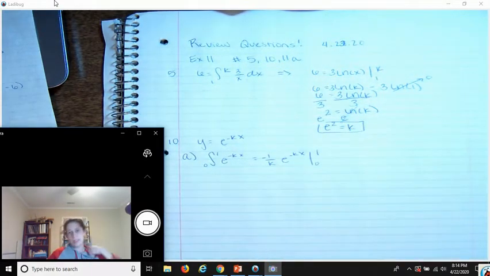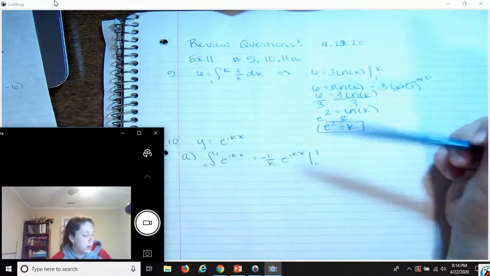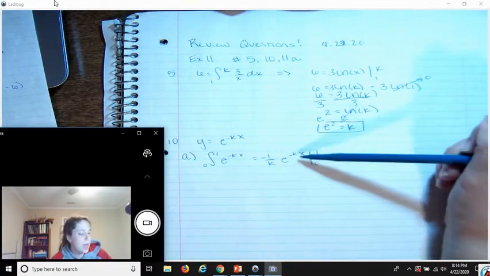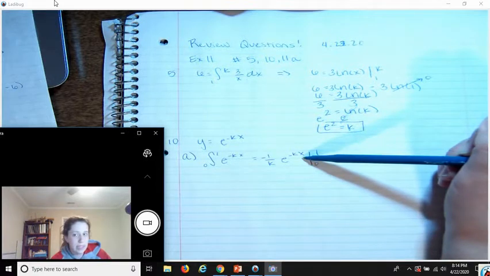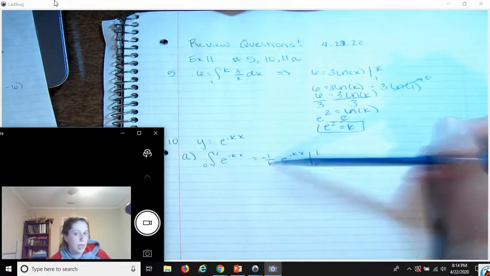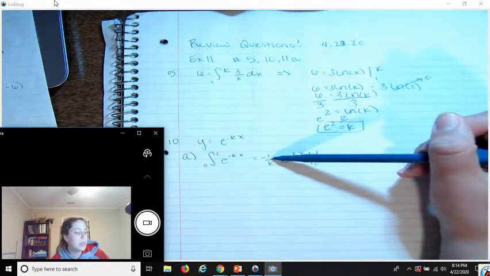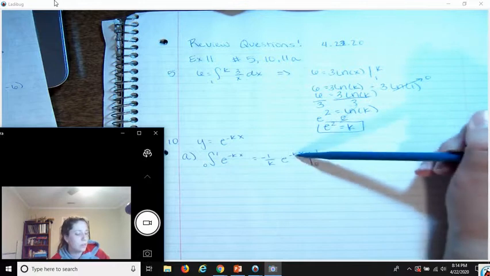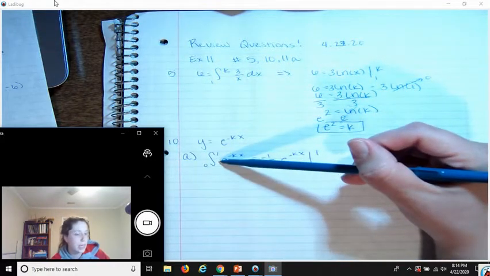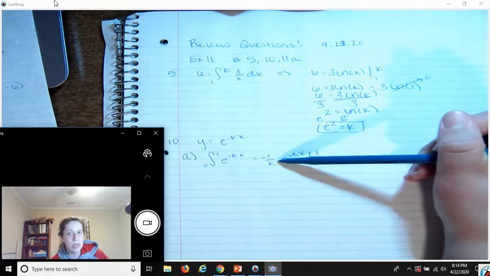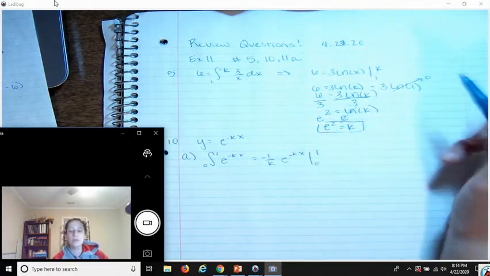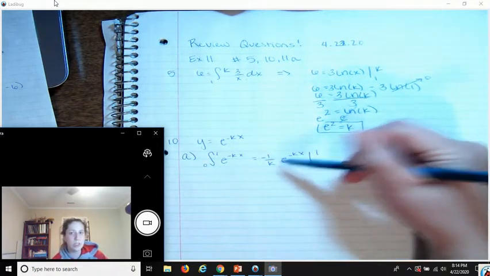Now, this comes from the chain rule. So if you imagine taking the derivative of e to the negative kx, we would end up with negative k right here. So we need something times negative k equals 1, which is the coefficient from the beginning, and that solution is going to be negative 1 over k. So that's where this comes from. It's like the backwards chain rule.